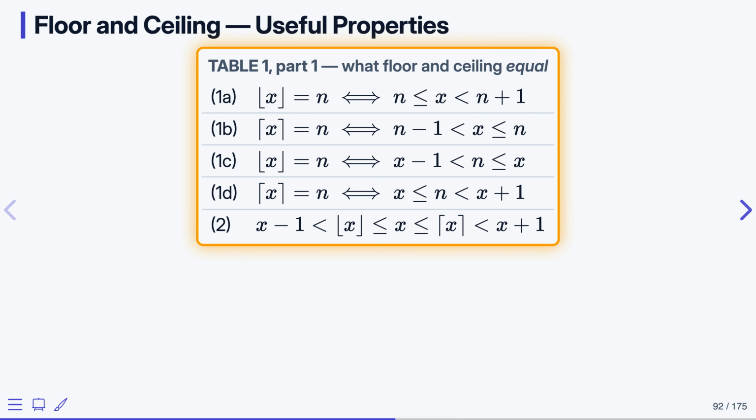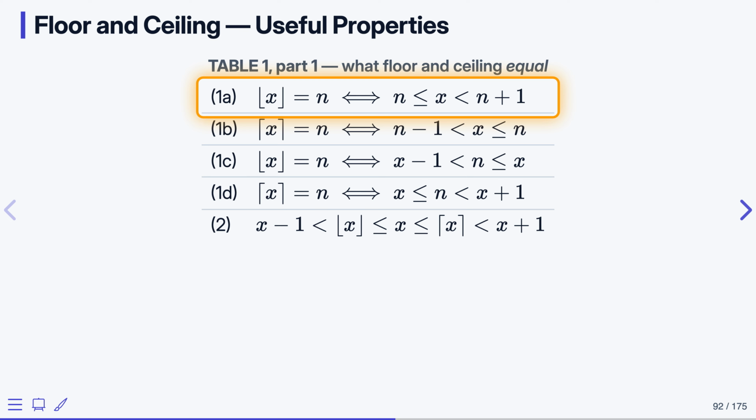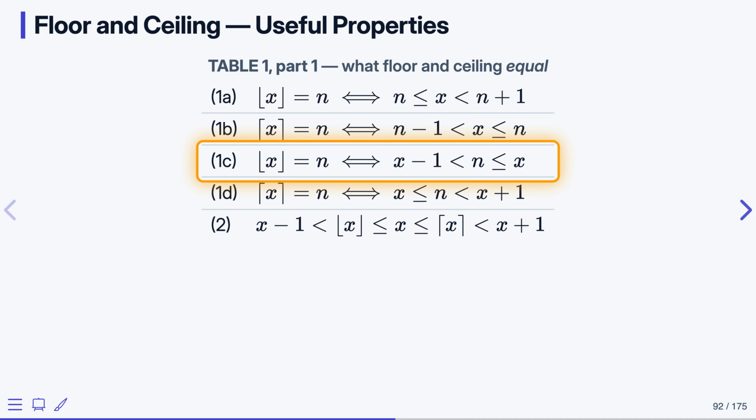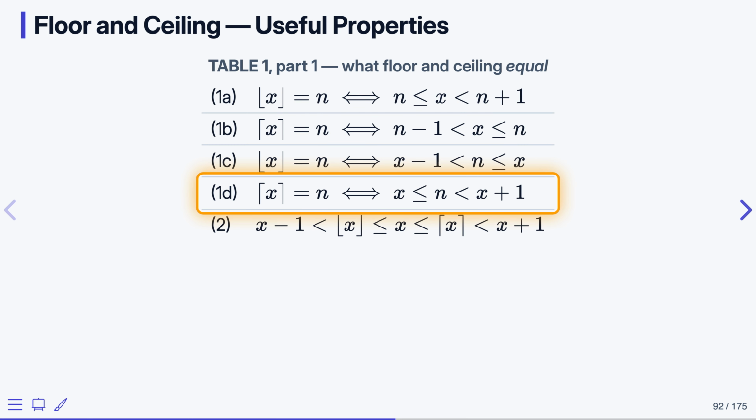This table collects the properties of floor and ceiling you will use most often. In every line, n is any integer and x is any real number. 1a: the floor of x equals n exactly when n is less than or equal to x, and x is below n plus 1. So n is the whole number just at or below x. 1b: the ceiling of x equals n exactly when x is above n minus 1, and at most n. 1c says the same fact as 1a, rearranged so that n sits in the middle. And 1d does the same for the ceiling.